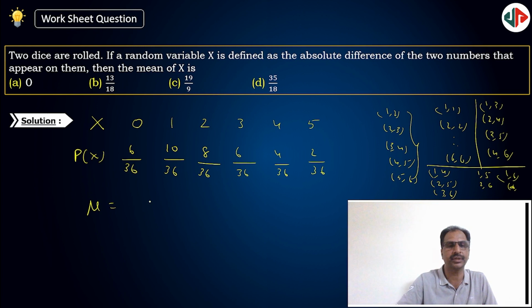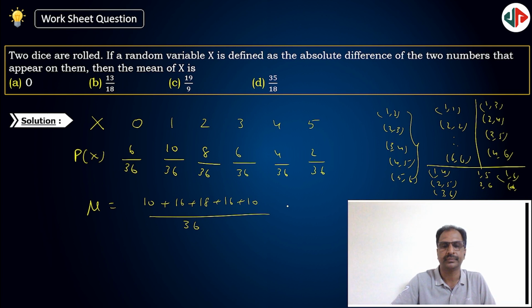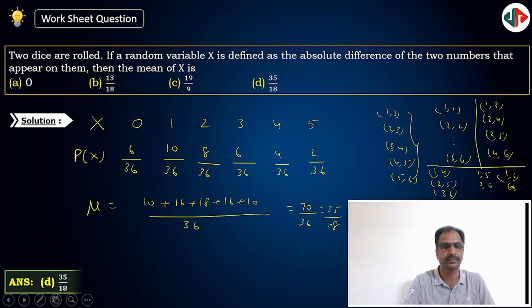Now the question is finding mean. Mean is nothing but 0 into something plus 1 into 10, 2 into 8, 3 into 6, 4 into 4, 5 into 2, all divided by 36. 70 by 36 or 35 by 18 is the required mean. Option B.